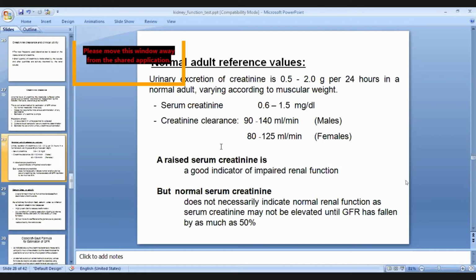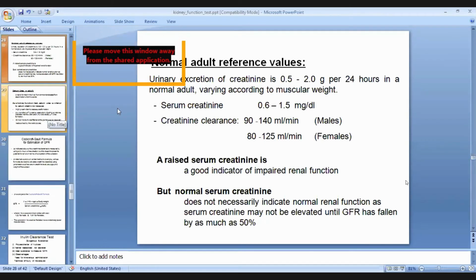Sometimes there may be a normal creatinine level. When you measure the serum creatinine level, sometimes it increases only when the renal damage is up to 50%. Sometimes it may not give a clear idea, because even in normal condition renal damage may have occurred. Only after 50% of renal damage does the creatinine level start to increase in the serum or blood. So although it is a good indicator of renal function, sometimes a normal value may not give the exact idea because of this drawback.